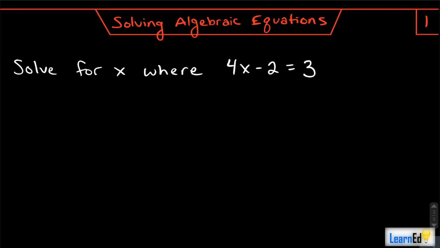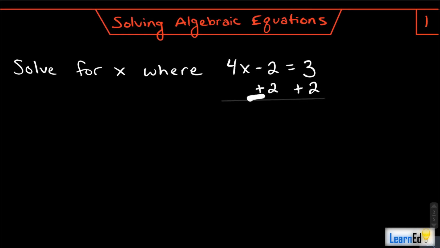I tried to go with a much nicer problem to start off with. This problem is asking us to solve for x where 4x minus 2 equals 3. So how do we start off with a problem like this? Well, we can just do reverse PEMDAS, right? That's how we solve these kinds of one-step, two-step equations. The first thing that we'll do is add 2 on both sides, because our goal here is to get that x by itself.